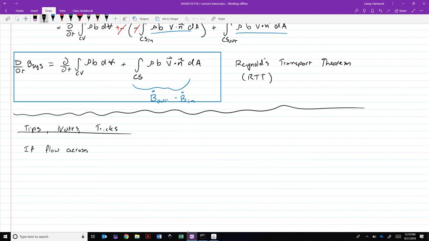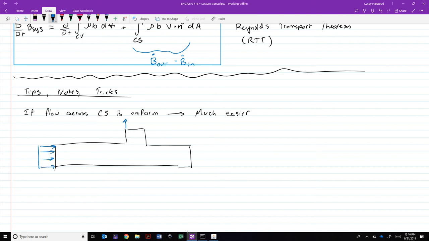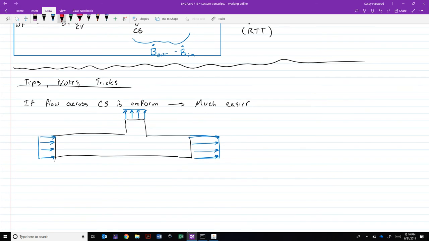If the flow across our control surfaces is uniform, things get much easier. So for example, consider a case where we've got maybe a pipe that has an outlet here and an outlet here. So we've got uniform flow coming in here, uniform flow exiting here, and uniform flow exiting here as well. Our control volume would be enclosed by a control surface that looks like this.